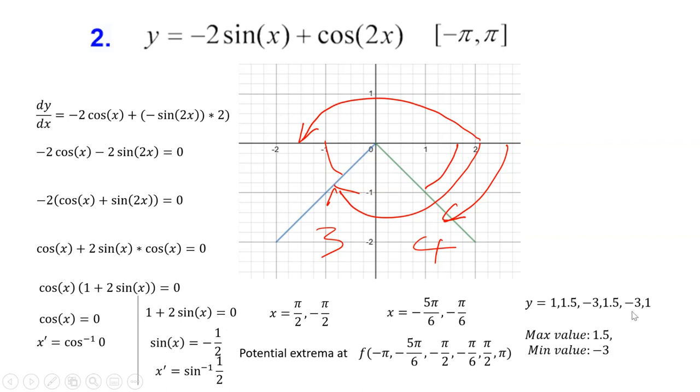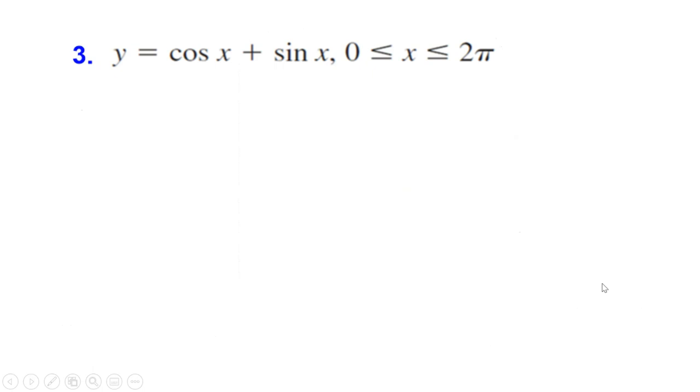These are the y values that come out of that. The maximum y value is 1.5. The minimum y value is minus 3. Okay? All right, let's move on.